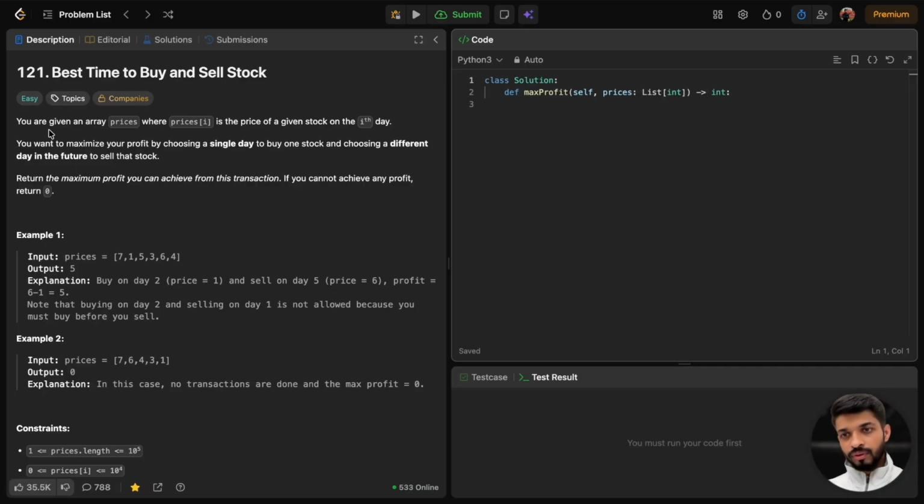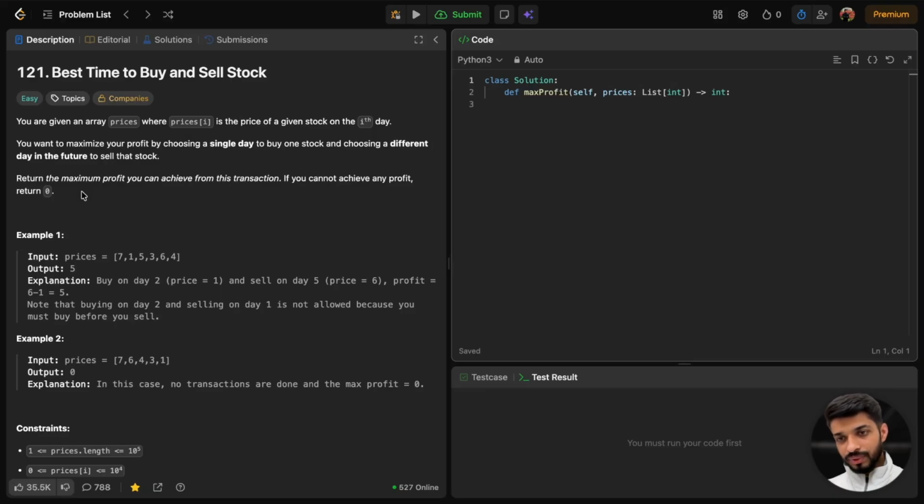Okay. You are given an array of prices where prices[i] is the price of the given stock on the ith day. Okay, all good. What next? You want to maximize your profit by choosing a single day to buy one stock and choosing a different day in the future to sell that stock. We have to maximize our profit. Now what we need to return? Return the maximum profit you can achieve from this transaction. If you cannot achieve any profit, return zero.